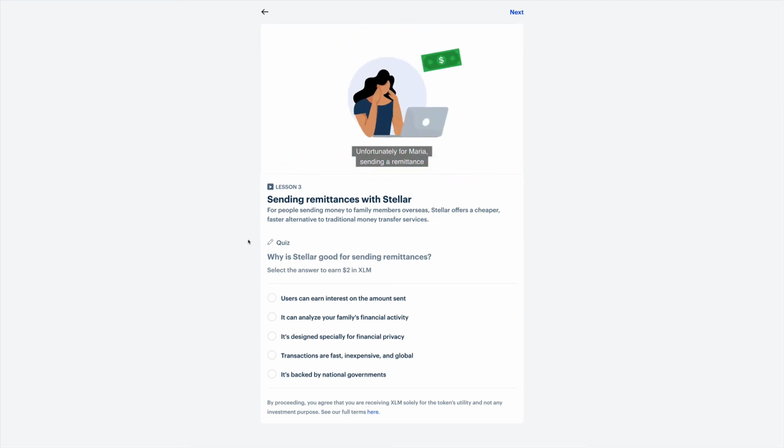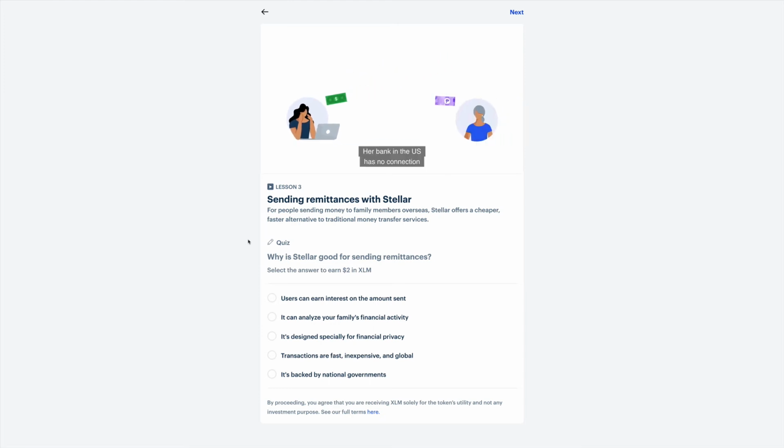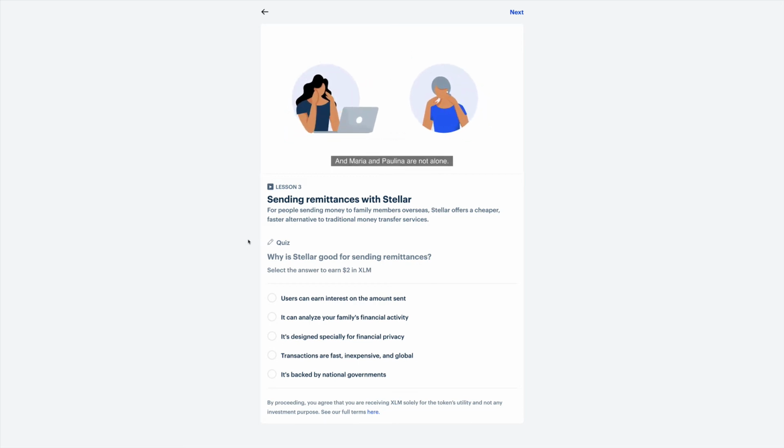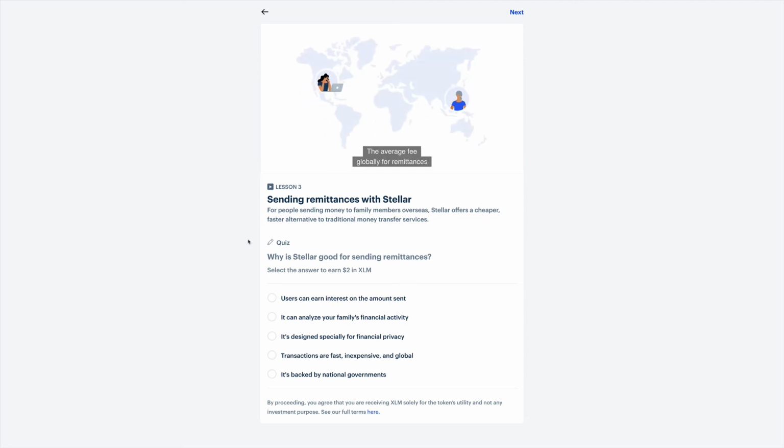Unfortunately for Maria, sending a remittance is pretty expensive. Her bank in the US has no connection to her mom's bank in the Philippines, so she has to use a money transfer service, which means paying a lot of fees. One popular American service charges a 3% conversion fee, and the transfer takes 3 to 4 days. The same service also offers to do the transfer faster, but for an additional fee of $9.99. If Maria used this service to send $20, it would mean half the amount would be spent on fees. That's a huge percentage. And Maria and Paulina are not alone. The average fee globally for remittances is 7.1% of the transaction. And there are millions of people who pay these fees every day.